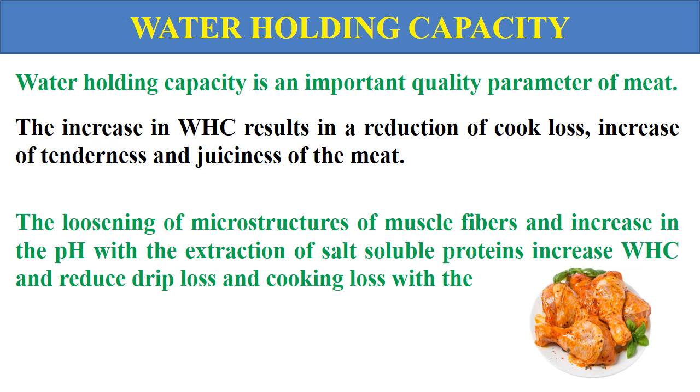Now how does it happen? The loosening of microstructure of muscle fibers and increase in the pH, with the extraction of salt soluble proteins, increase the water holding capacity. Marination helps in breakdown of proteins and microstructure loosening, leading to higher pH, and that higher pH leads to more ionization of proteins and better water hydrogen bonding, leading to higher water holding capacity. When the water holding capacity is high, the cooking loss will be less or cooking yield will be more, drip loss will be less, and the juiciness will be more.